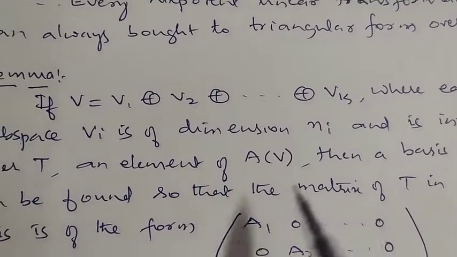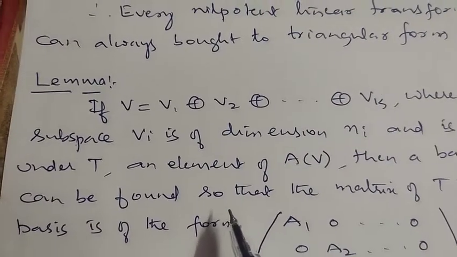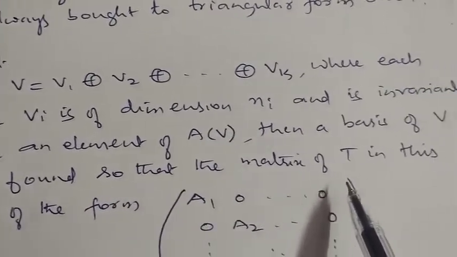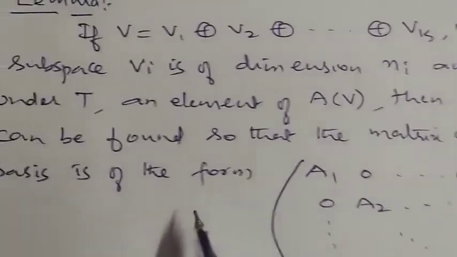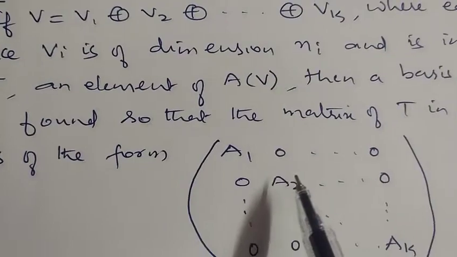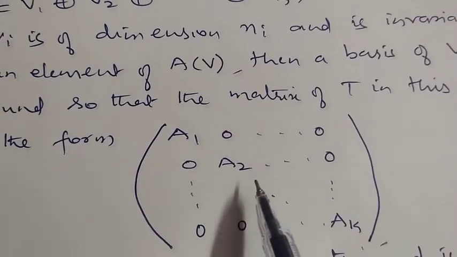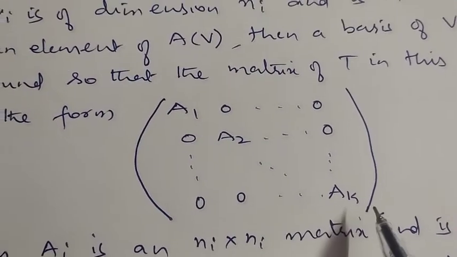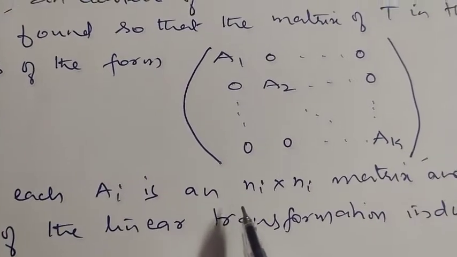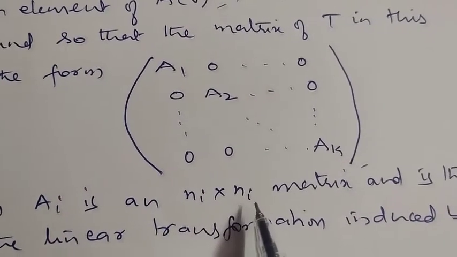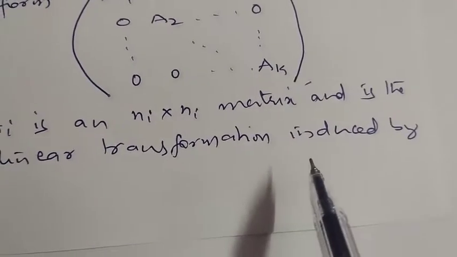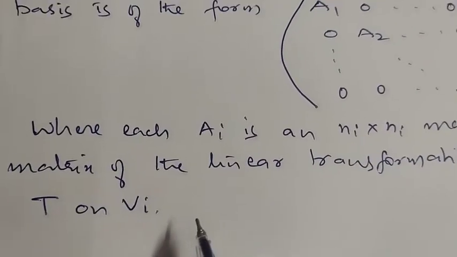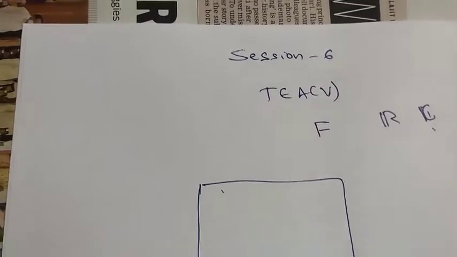Then a basis of V can be found such that the matrix of T in this basis is of the form A1 0 0, etc., 0 A2 etc., 0 0 Ak, where each Ai is an Ni cross Ni matrix and is the matrix of the linear transformation induced by T on Vi. Understand now?